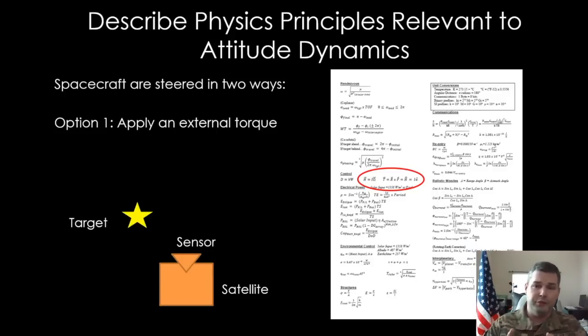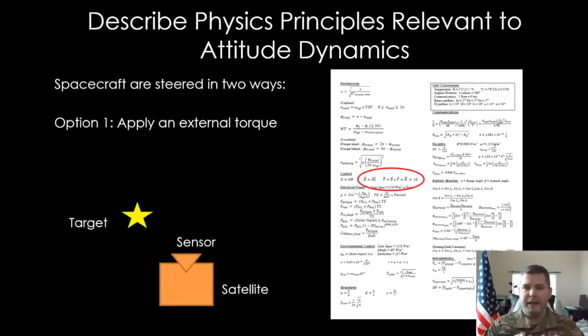Now we are on to the describe portion. These are the equations that we're talking about. For this, I would like to use a basic diagram. Here's a satellite with a sensor and here's a target. We want to get the satellite oriented so that it is looking at the target. There are 2 ways to do this. The first is to apply an external torque.